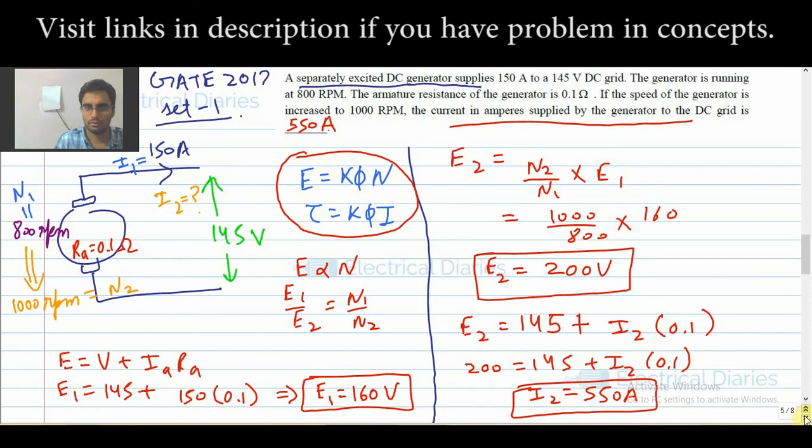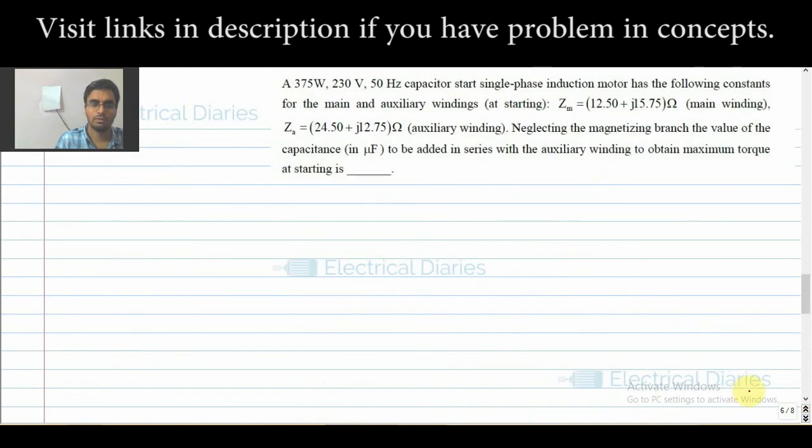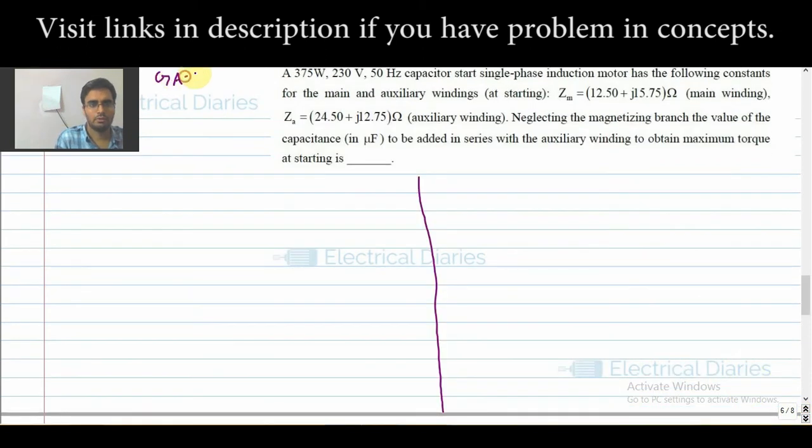Okay, so now the next question is GATE 2017 set 1, and let us tackle this question. It is given a 375 volts to 30 volts 50 hertz capacitor start single phase induction motor. These are special kind of motors, and you should go to the links in the description if you are not aware of some basic concepts.